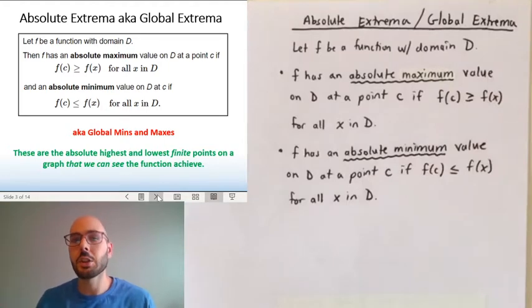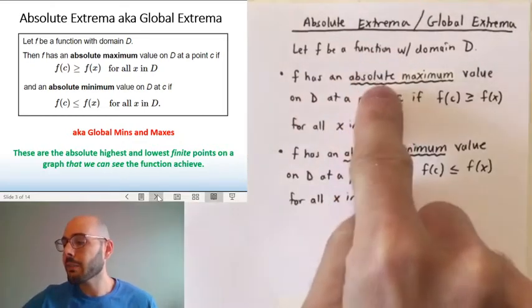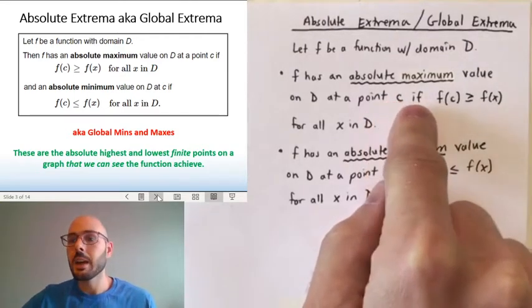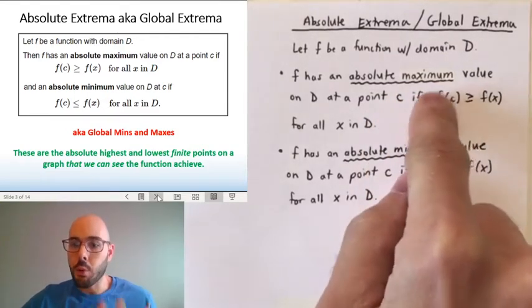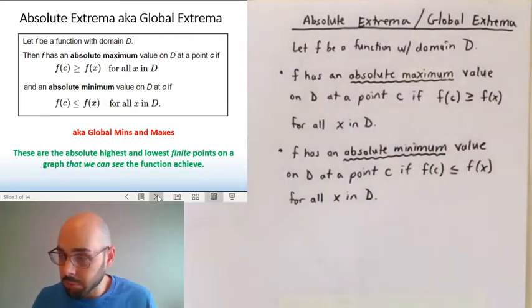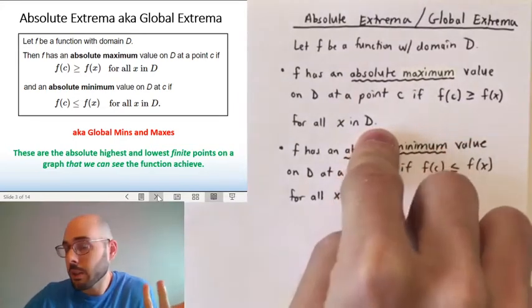So here's our definition. We let f be a function with some domain D. We say that f has an absolute maximum value on D at a point C if f of C is greater than or equal to f of x for all x in D. So here's what that means. It means that we're going to have an absolute maximum at a certain point, this is an x value, C, if the y value at that point is greater than or equal to the y value everywhere else in the entire domain.